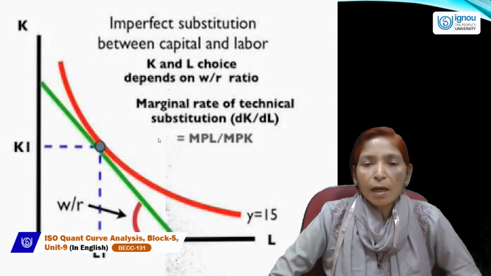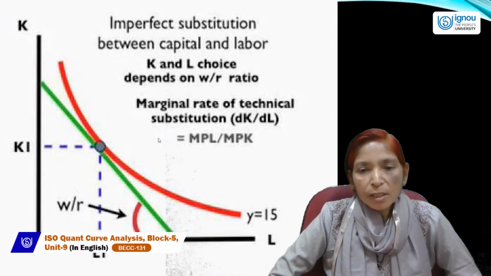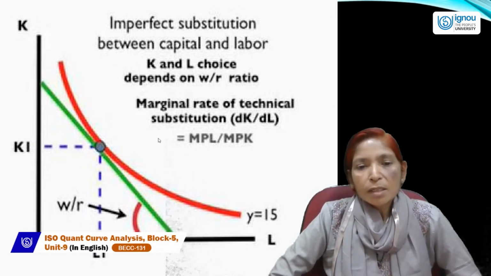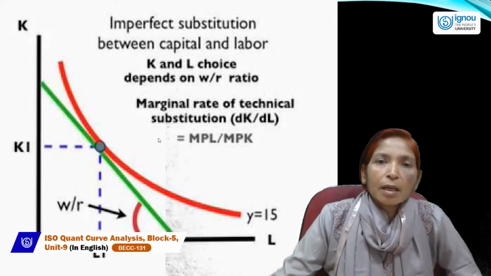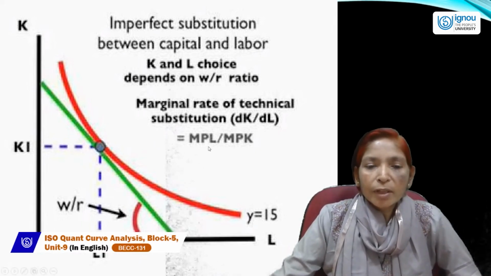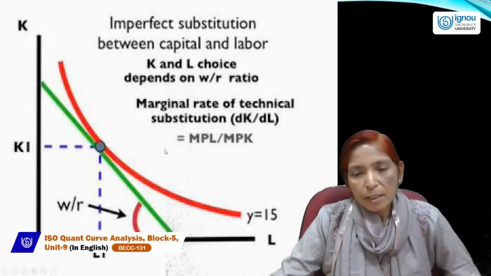So the W by R ratio, the marginal rate of technical substitution, we can calculate by MPL upon MPK. Here MPL is the marginal productivity of labor divided by the marginal productivity of capital.